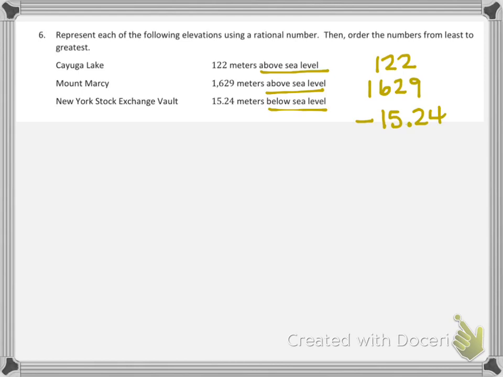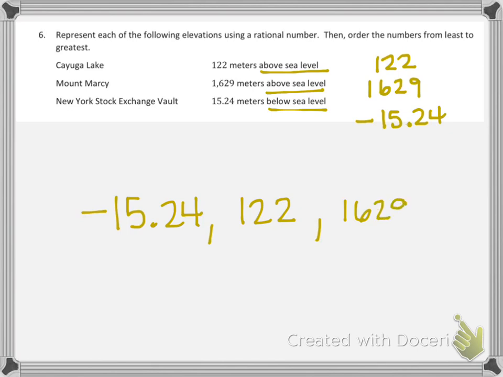Well, the smallest number is the negative number. I don't have to compare anything. I just know left is less and negative numbers are to the left. So -15.24 is our smallest number. And then the next number that I would get to on my number line would be 122 if I were counting. And then the biggest number is 1,629. So there we have it.